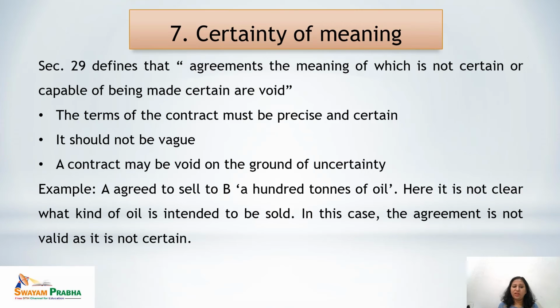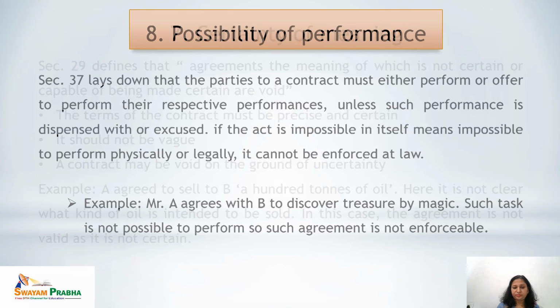It should not be vague. A contract may be void on the ground of uncertainty. If any such contract is being made which is not possible to perform, which is totally uncertain, that may be counted as a void contract. Let's take an example. A agreed to sell to B 100 tons of oil. Here it is not made clear what kind of oil is intended to be sold. So in this case, the agreement is not valid as the terms of the contract are not certain.